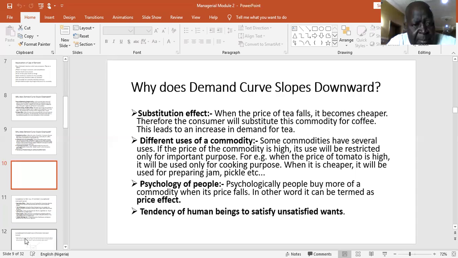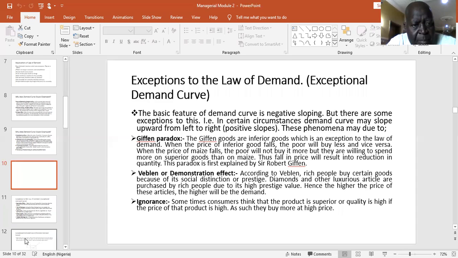Now, there are exceptions to the law of demand, and it comes with what is called exceptional demand curve. The basic feature of a demand curve is negative sloping, but there are some exceptions to this, i.e. in certain circumstances, the demand curve may slope upward from left to right, which is a positive slope. This phenomenon may be due to Giffen paradox. The Giffen goods are inferior goods, which is an exception to the law of demand. When the price of inferior goods falls, the poor will buy less and vice versa.